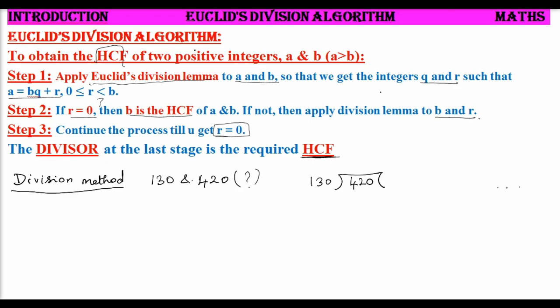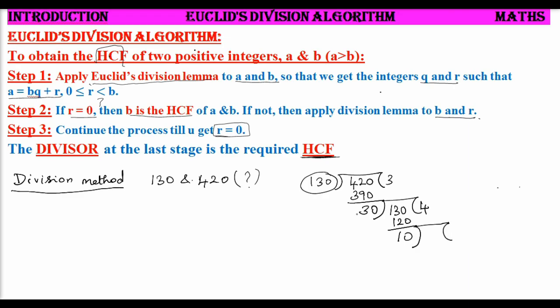Now when we divide, the quotient is 3, so the remainder will be 30, right? As you didn't get the remainder as 0, you might have divided again this 130 by this remainder. So when you divide 130 by 30, the quotient will be 4 and the remainder will be 10. Again the remainder is not 0, so we'll continue the division.